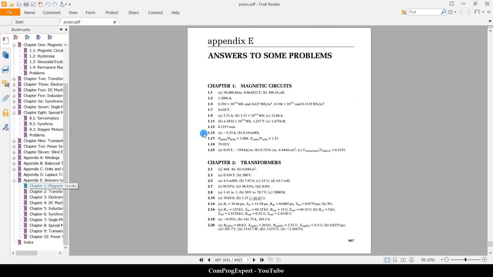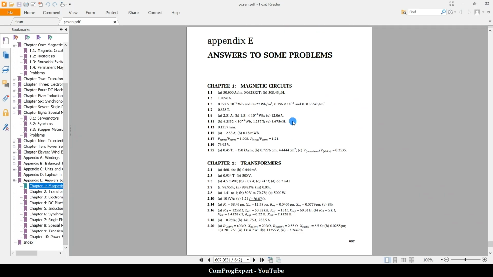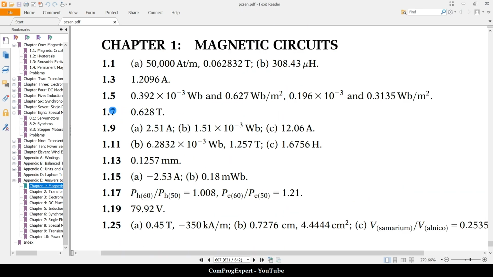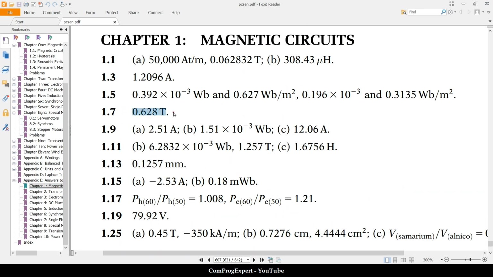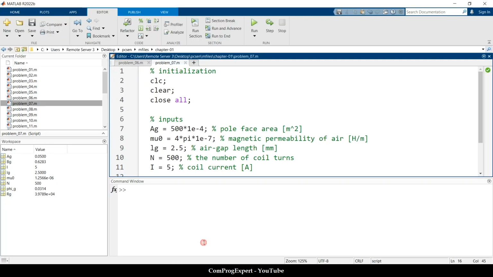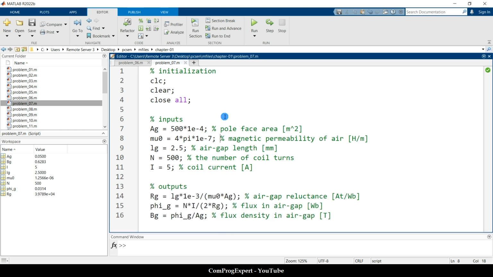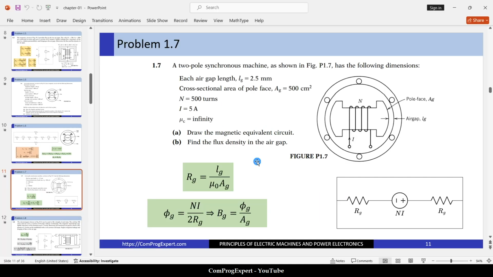Let's check these numbers with this, an odd problem. We should have the solution here. Yes, 0.628 Tesla. We did the math correct. So, can we solve this problem in ANSYS Maxwell or no? We don't have enough dimensions, but I am going to consider a radius, a counterpart problem and solve just to visualize.